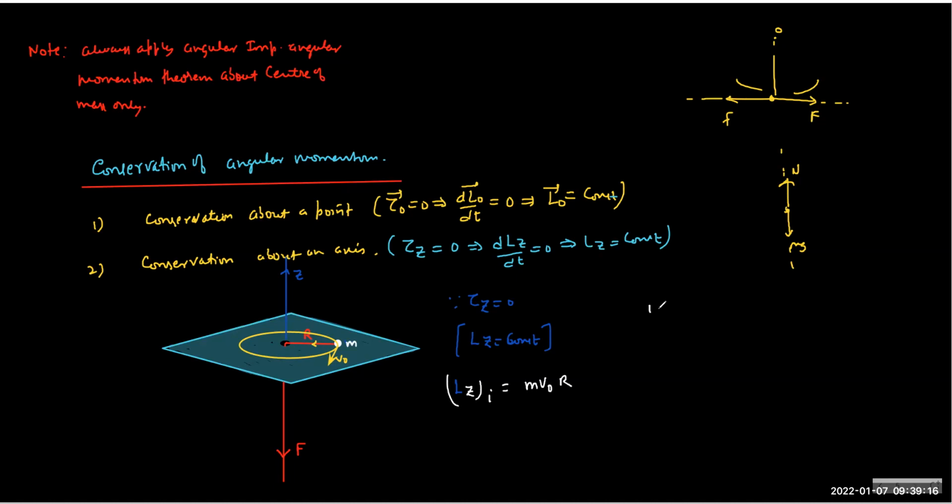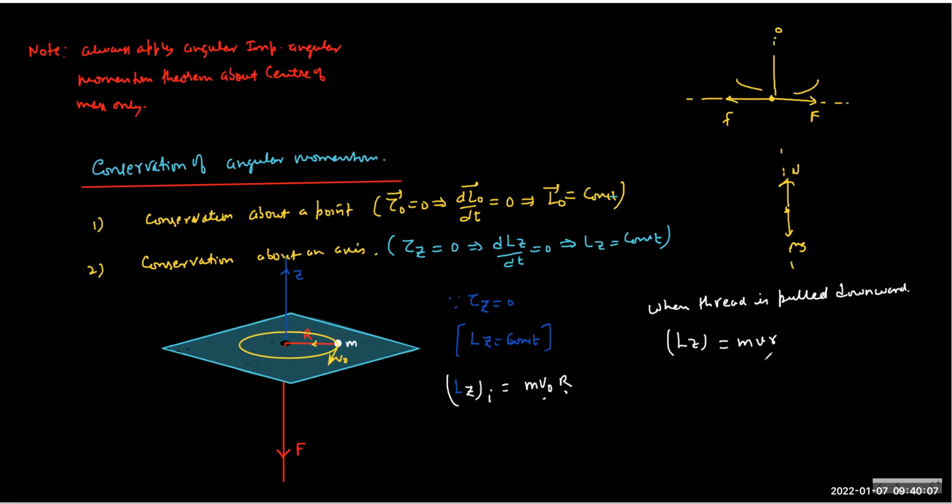After some time, when the thread is pulled downward, then what will happen? The angular momentum will try to maintain its value. So because R is decreasing, V has to increase to manage. Understood?